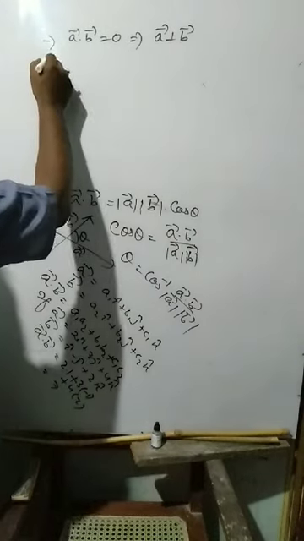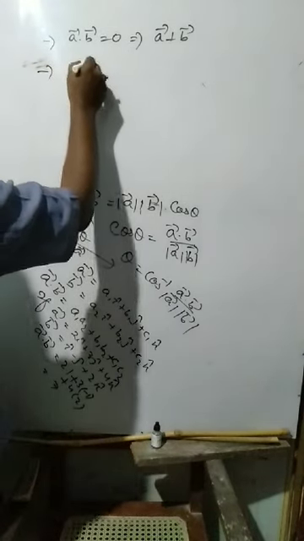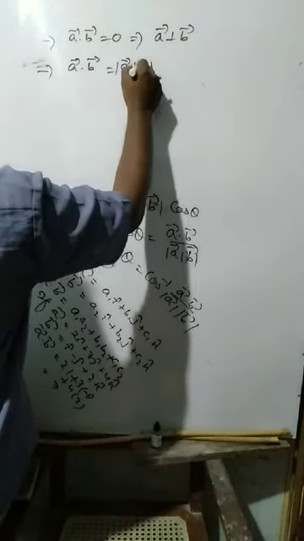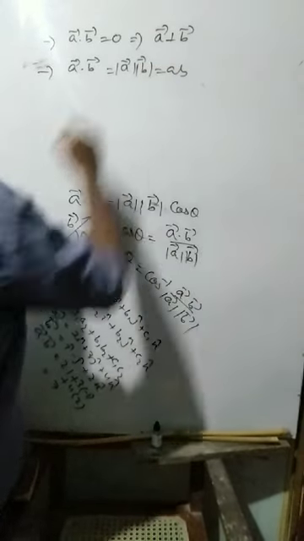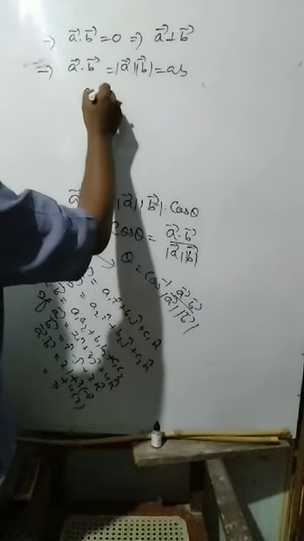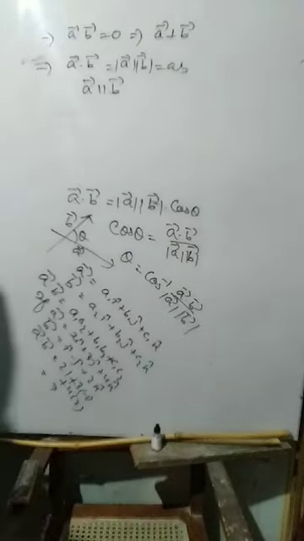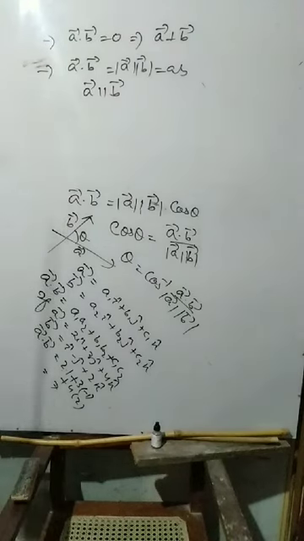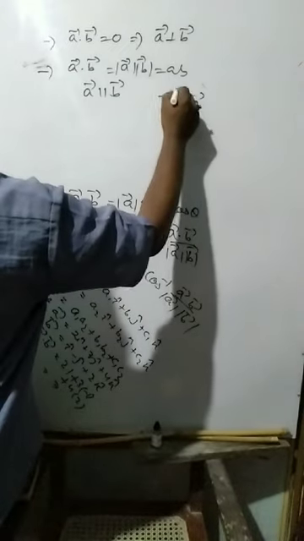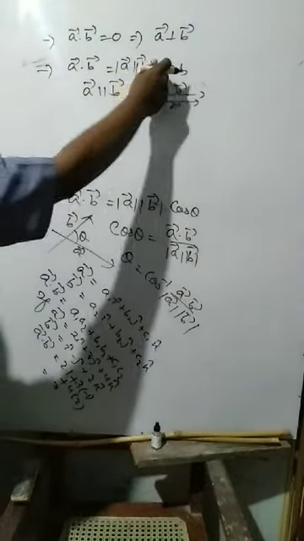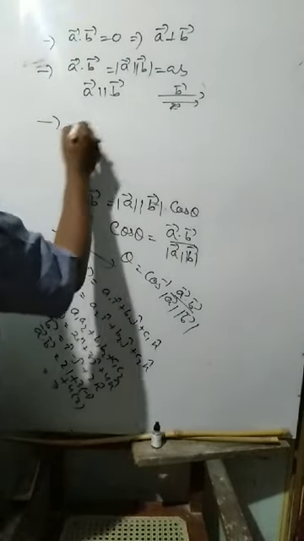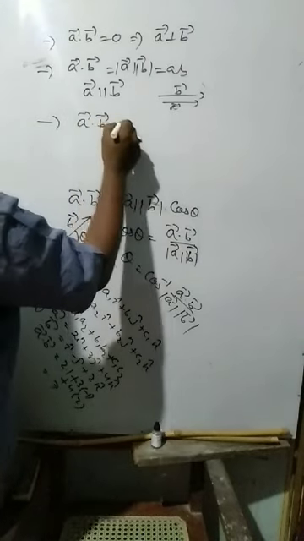So next one, A dot B equal to A magnitude into B magnitude, or simply you write AB. At what case is it? A parallel to B. If two vectors are parallel, meaning you have the A vector and B vector, two parallel vectors, in this case A dot B equals A magnitude into B magnitude. And the third case, A dot B equal to minus AB.